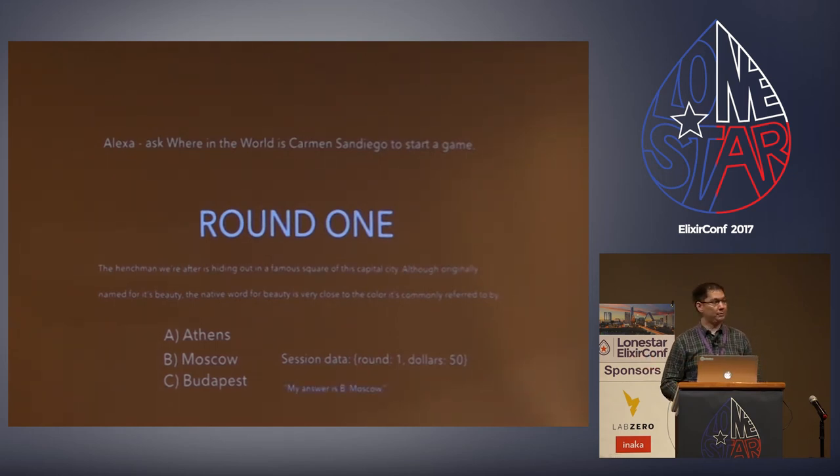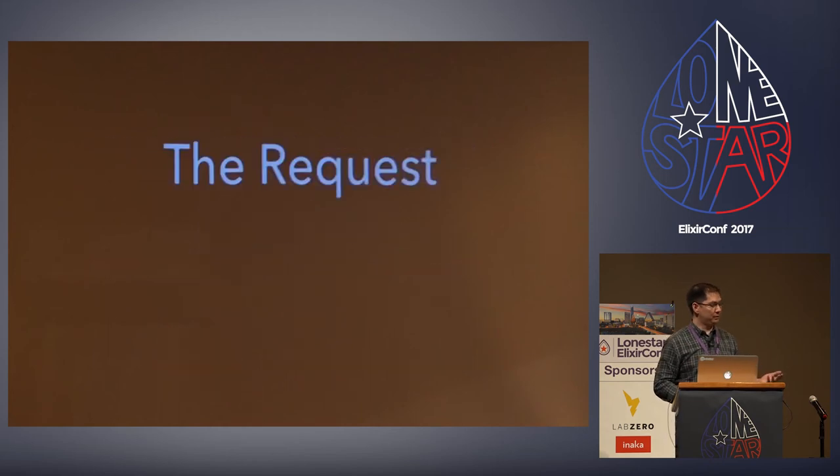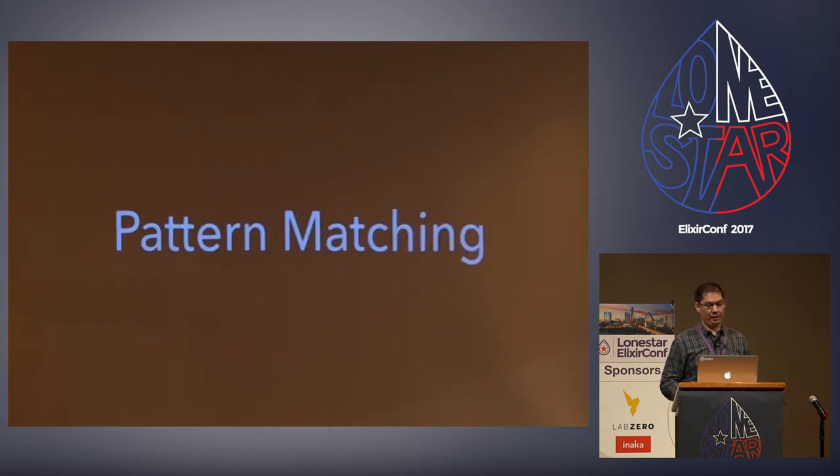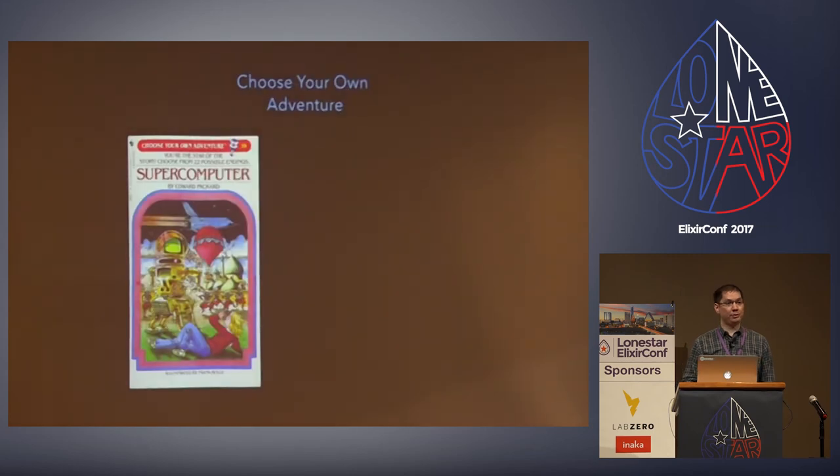You can say, my answer is B, Moscow, and that sends a request to your app with the intent, slot values, and session data. That would be the intent is an answer, a slot value of B, and the session data of the dollars and the round. And we can receive this request and respond to it very effectively using pattern matching. And you can take this further. You can say, let's make a choose-your-own-adventure book and be able to derive where the story goes based on responses in a long session.